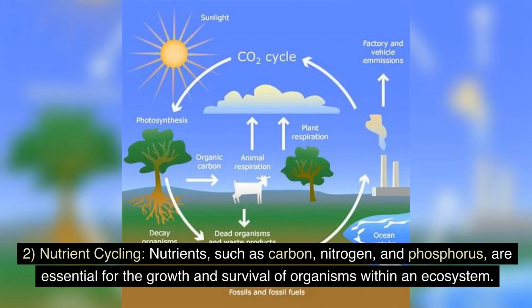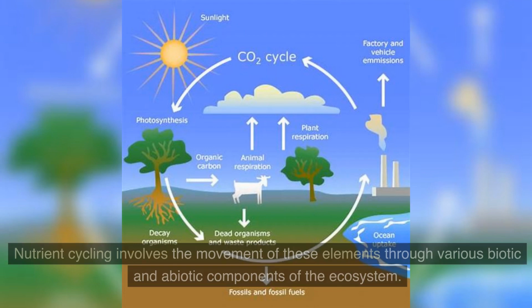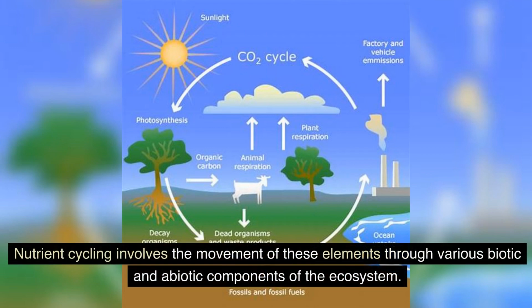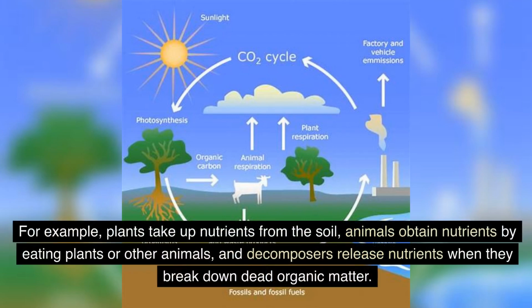2. Nutrient cycling. Nutrients, such as carbon, nitrogen, and phosphorus, are essential for the growth and survival of organisms within an ecosystem. Nutrient cycling involves the movement of these elements through various biotic and abiotic components of the ecosystem. For example, plants take up nutrients from the soil, animals obtain nutrients by eating plants or other animals, and decomposers release nutrients when they break down dead organic matter.